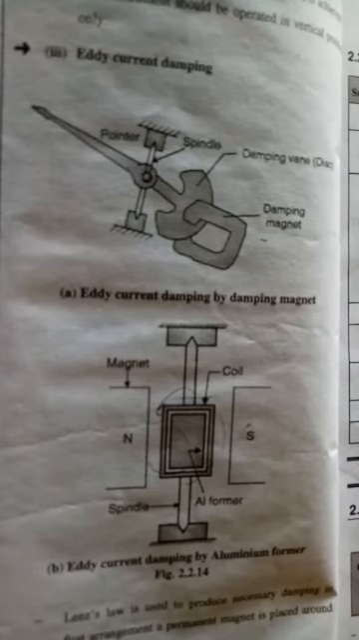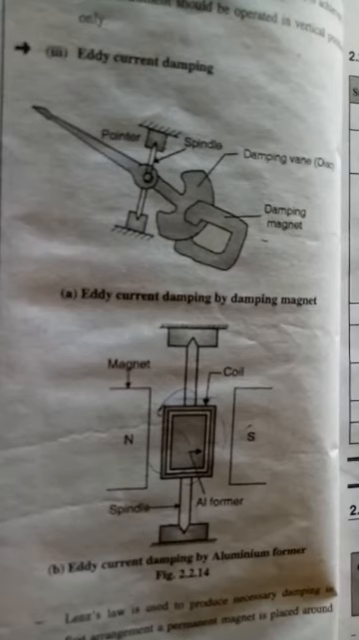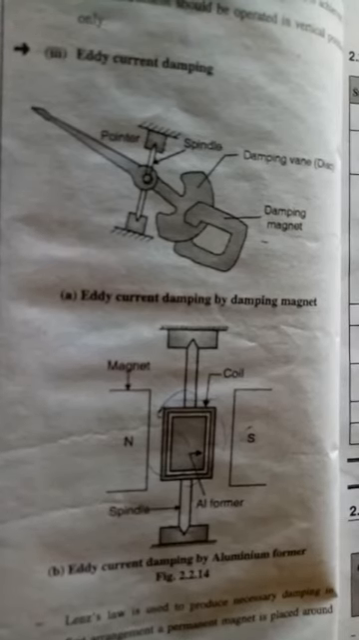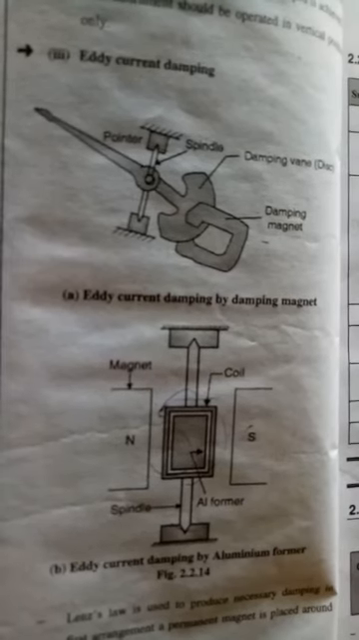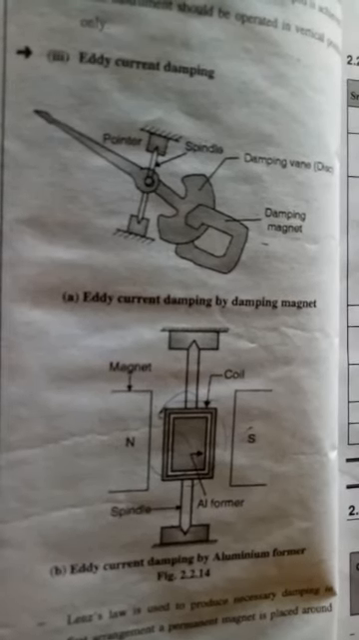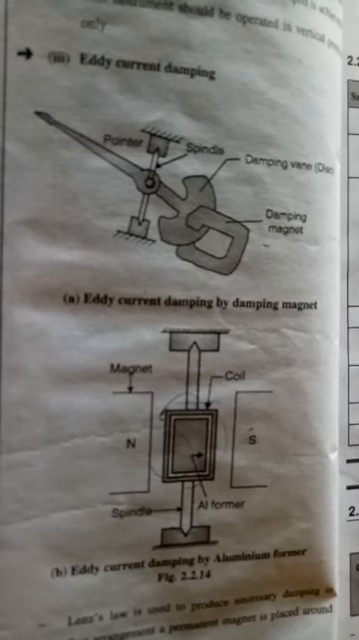This is the most effective form of damping, and the instrument can be used in vertical and horizontal positions. This is the eddy current damping.